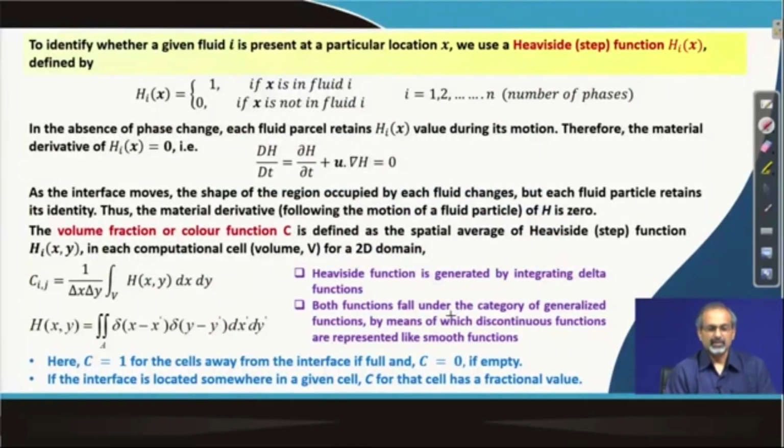To identify whether a given fluid I is present at a particular location x, we use the Heaviside or step function h_I(x), and that is defined through this function, that h_I(x) equal to 1 if the vector x lies in fluid I, or is equal to 0 if the vector x is not in fluid I. Of course, the vector x is essentially carrying locational information. Now, in the absence of phase change, each fluid particle retains the h_I(x) value during its motion. Of course, remember that whenever I am talking about Heaviside function, we are talking about sharp interface.